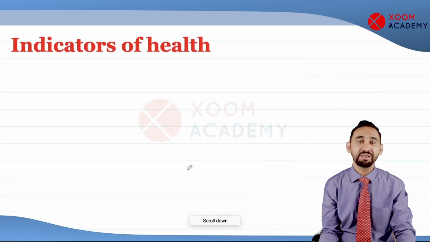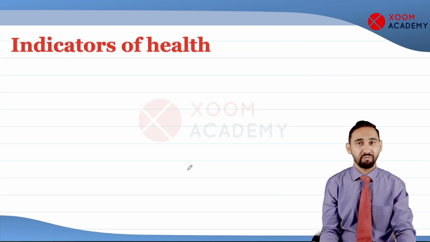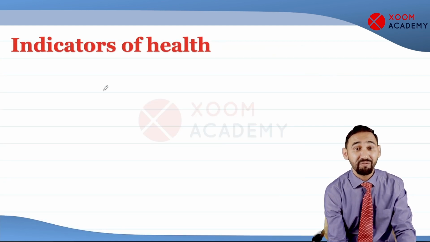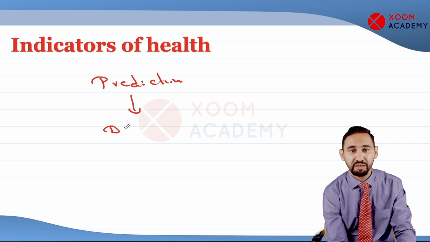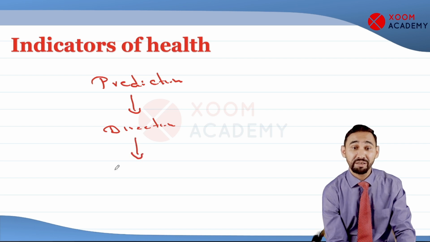Now we'll discuss various indicators of health. What do they do? They predict our health status. They do prediction. They give a direction regarding our health system. They give a clue regarding interventions. What interventions are required?